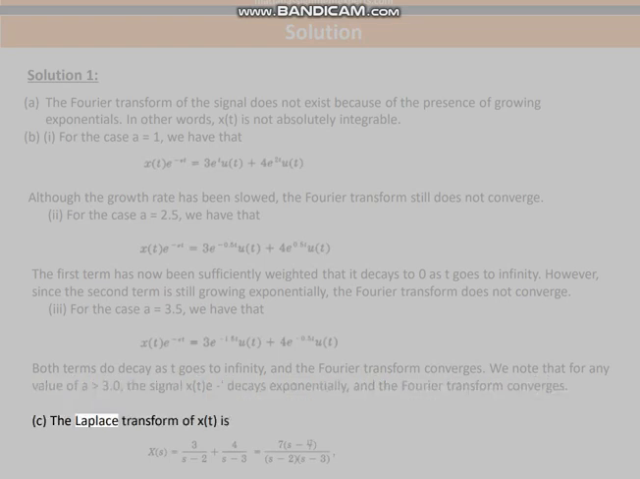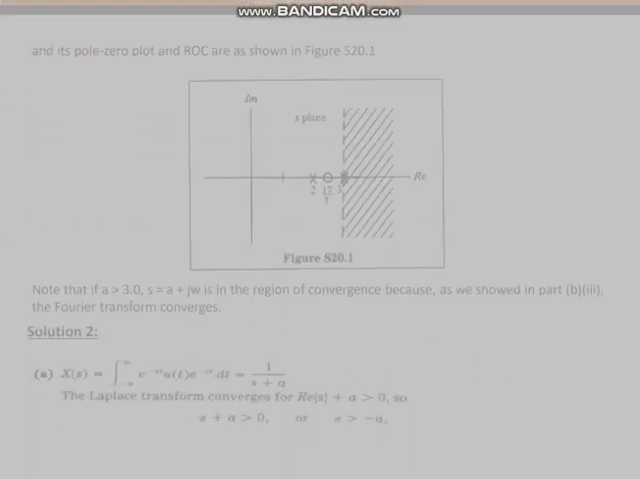C. The Laplace transform of x(t) is given, and its pole-zero plot and ROC are as shown in figure S20.1. Note that if a is greater than 3.0, s equals a plus jw is in the region of convergence because, as we showed in part B, 3, the Fourier transform converges.